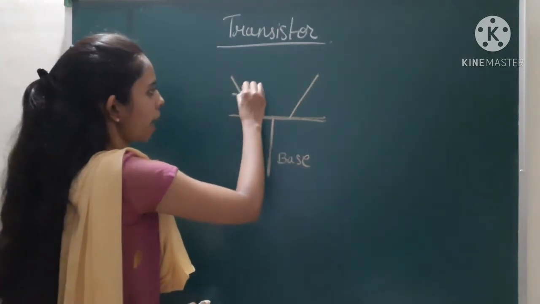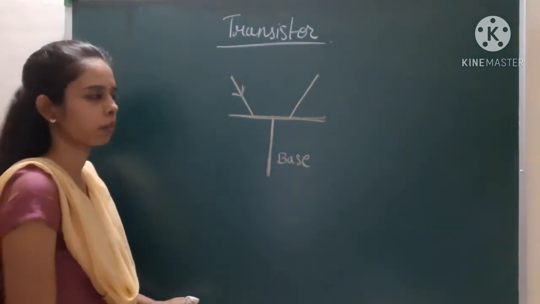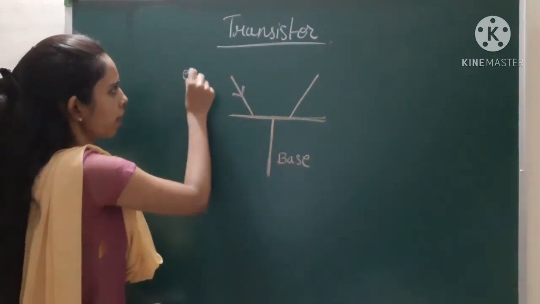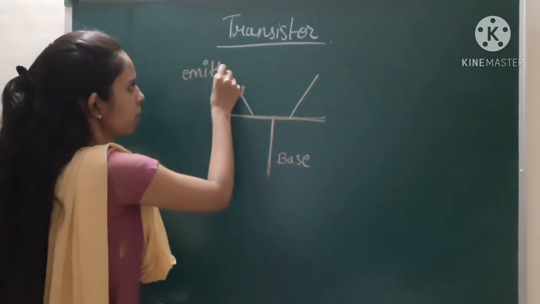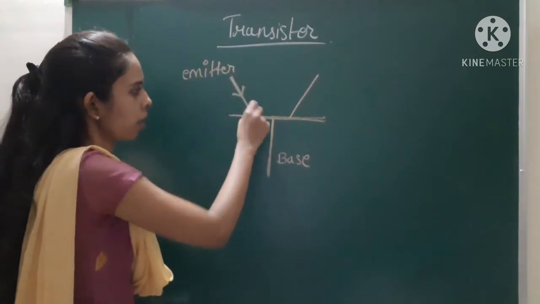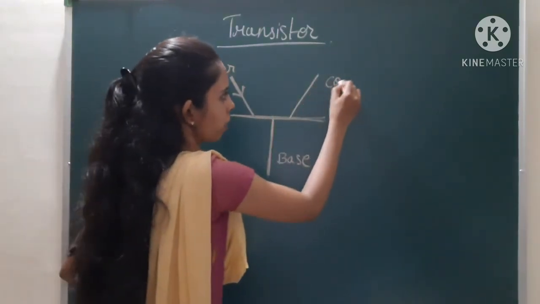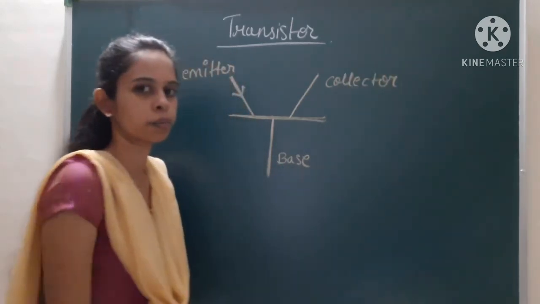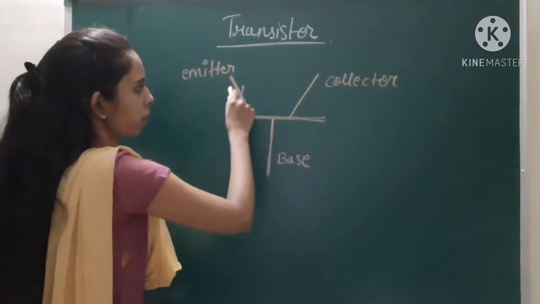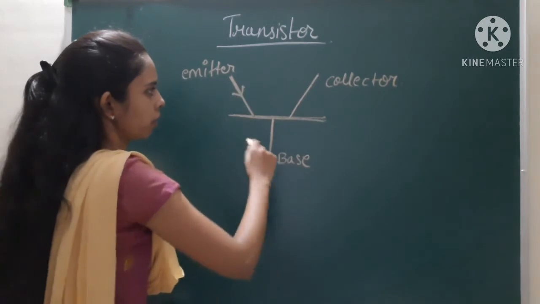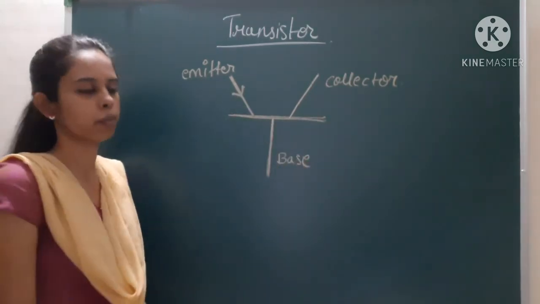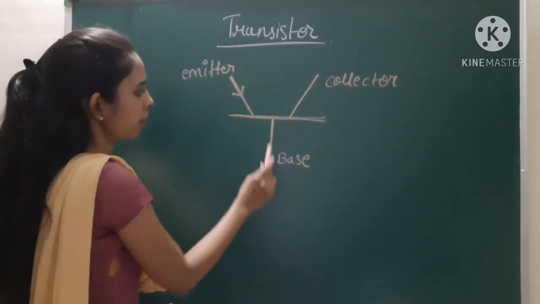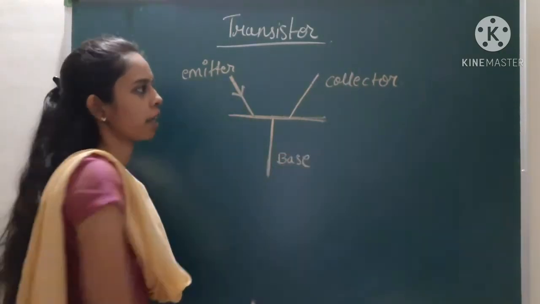Here the arrow will represent the emitter. Wherever there is an arrow, that terminal is called the emitter. This is the emitter terminal, and the other side is called the collector. Here it may be a circular construction or it may not be present. Okay, so this is emitter, base and collector.